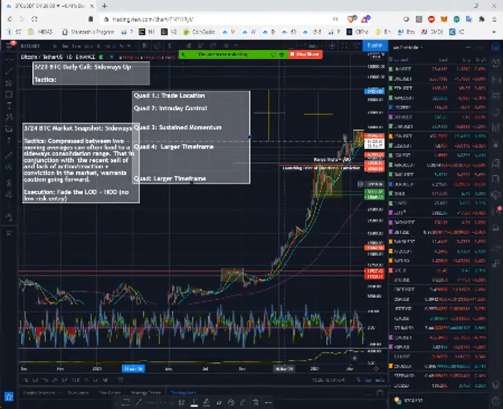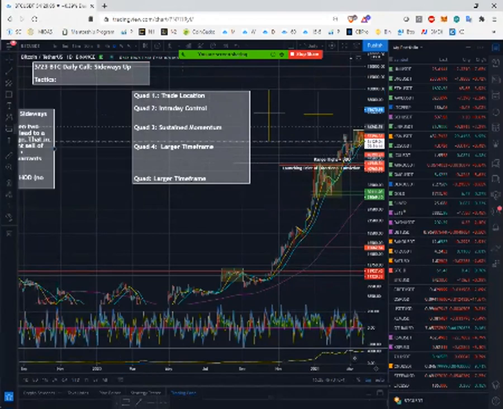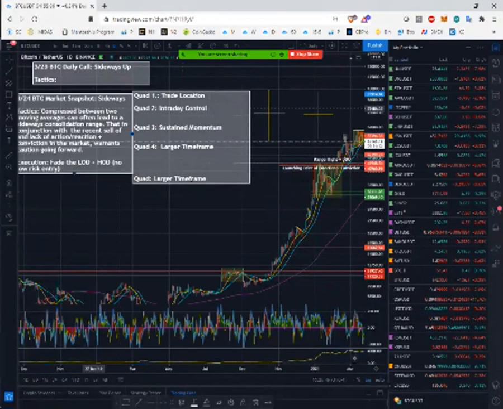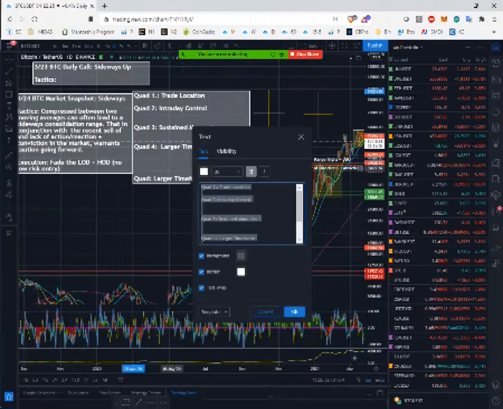All right, here we go, quad. Let's get rid of larger time frame, so there's no confusion.